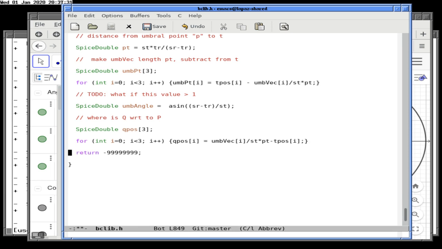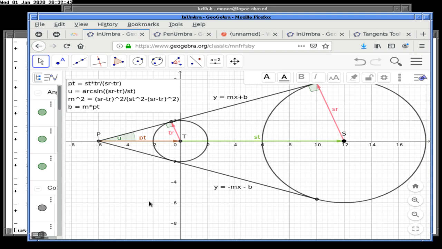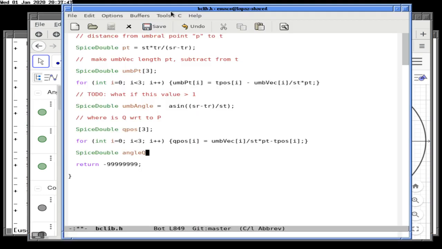And now what we want is the Q angle. The angle between this and wherever this is. So that's really easy to do, if I can ever remember. It's VSEPC of angle Q.